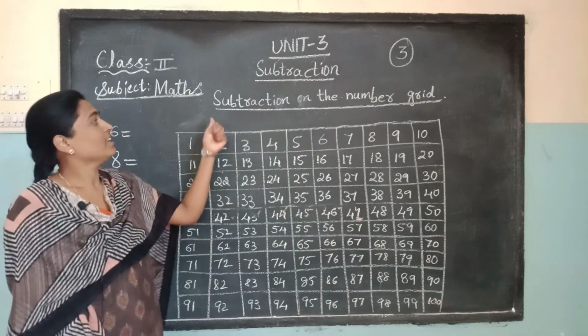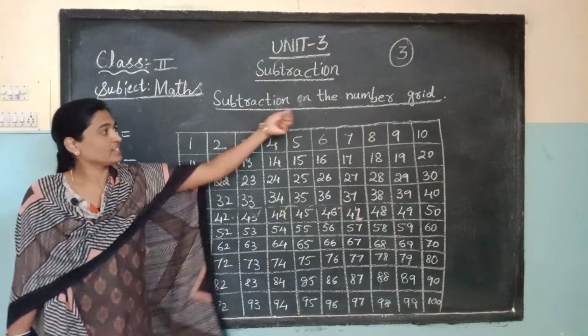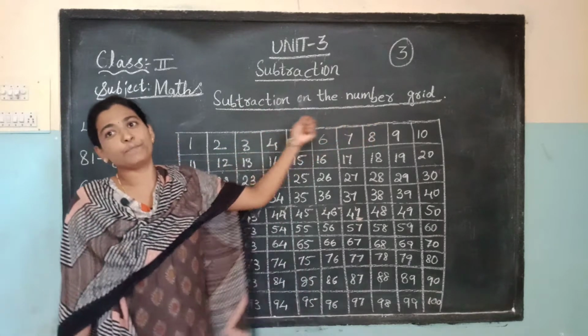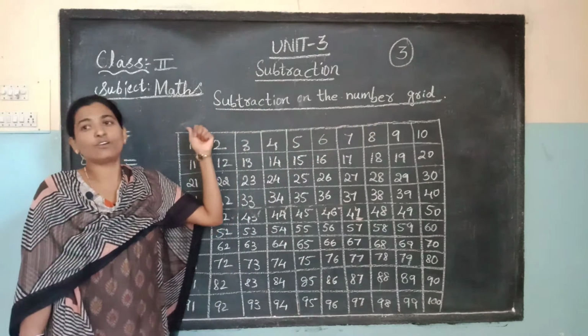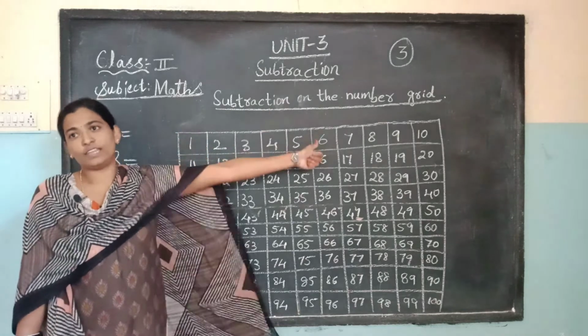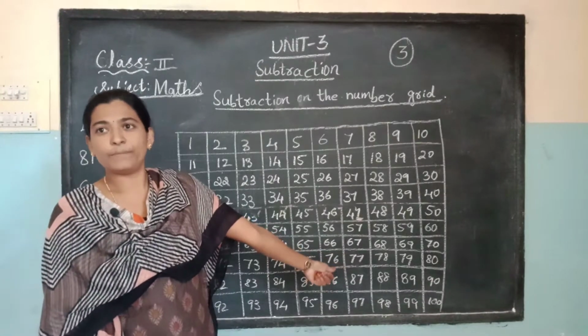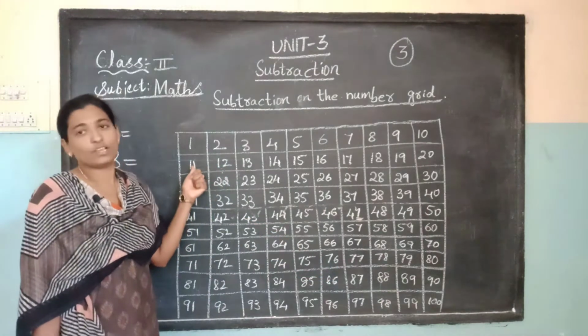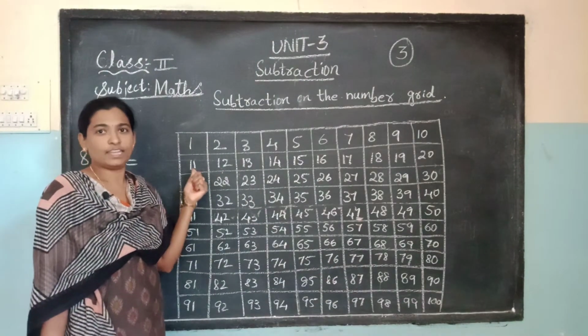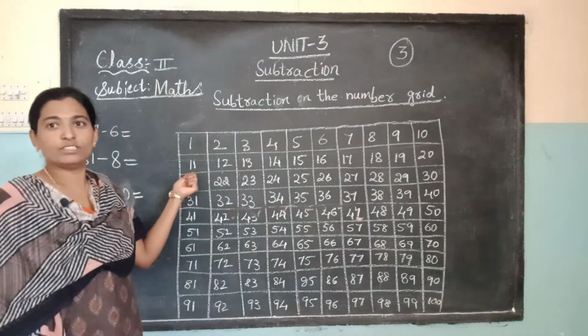Hi children. Today our topic is subtraction on the number grid. In the previous class we used only the number line from 0 to 10. Now the number grid means 1 to 100. We are taking the number grids. If you listen carefully, then only you can understand and do the exercises.